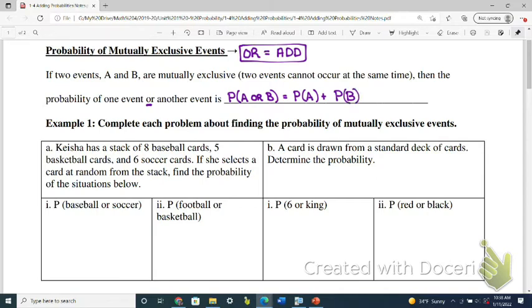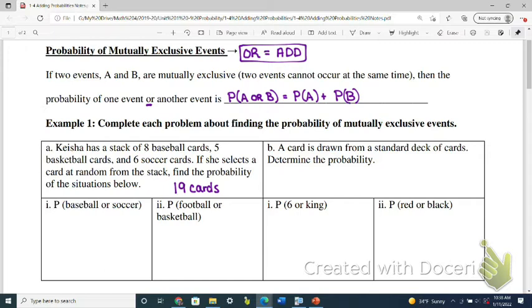So if we look at example 1, it says Keisha has a stack of 8 baseball cards, 5 basketball cards, and 6 soccer cards. If she selects cards at random from the stack, find each of the probabilities. So first thing we're going to do is add them all together and realize she has 19 cards. So the first one I want is the probability of baseball or soccer. Well, the first thing I look at is, can baseball and soccer happen at the same time? No, it's either a baseball card or a soccer card. Therefore, they are mutually exclusive.